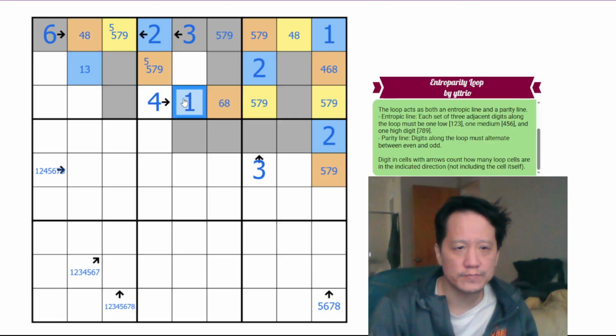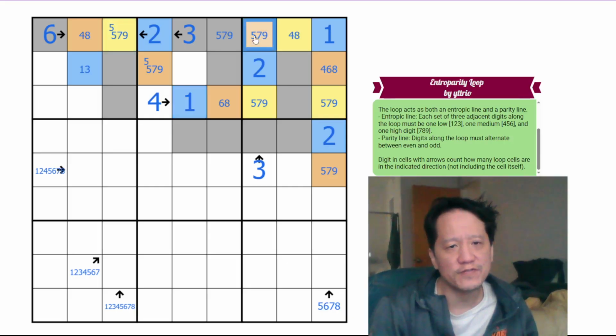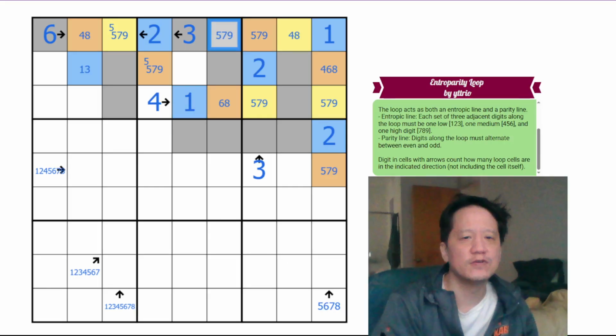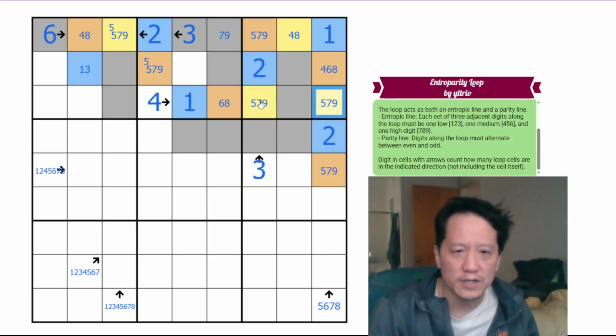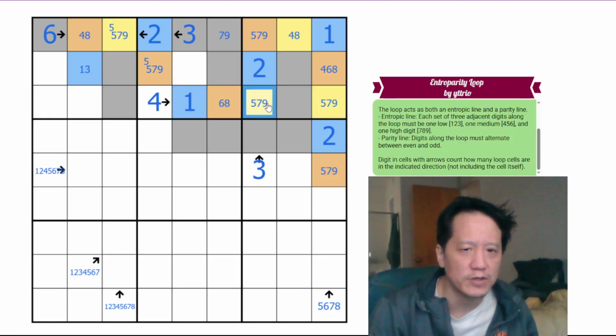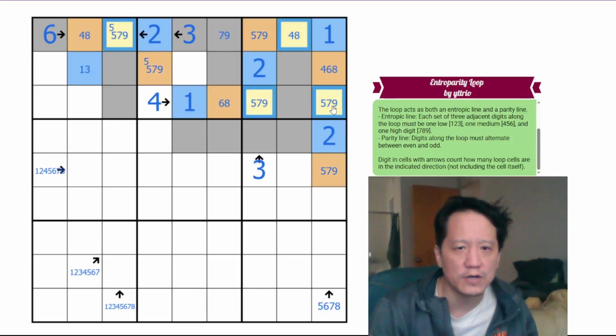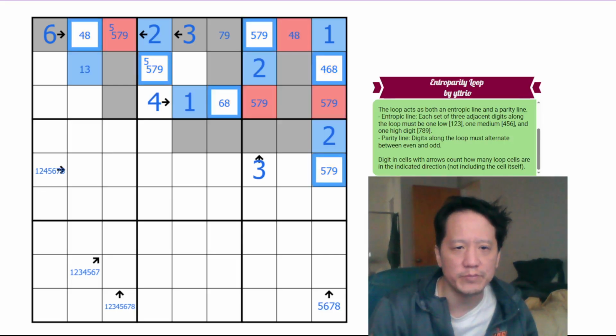Orange. So we know one of these has to be a 5. So this cannot be 5 here because... and these are the same set. Well, they're both odd. They have to be then 2 highs. So the yellows are highs. And the oranges are medium.